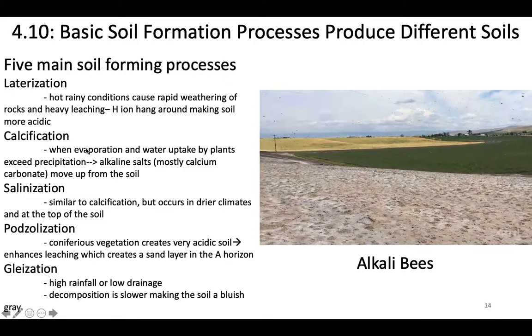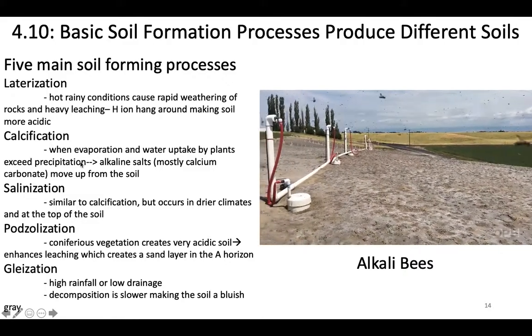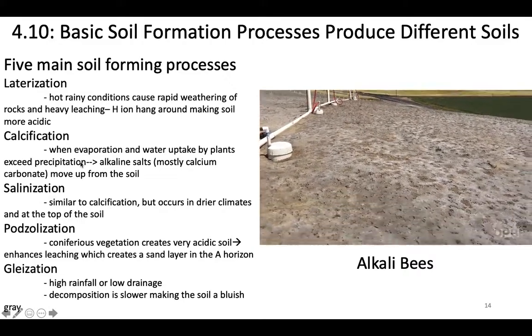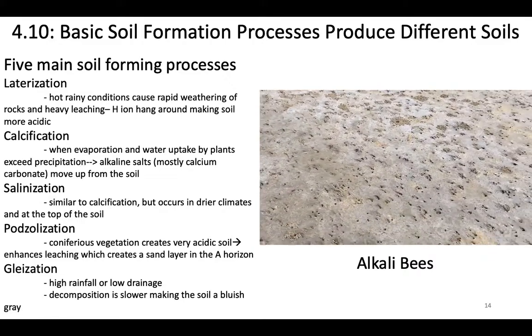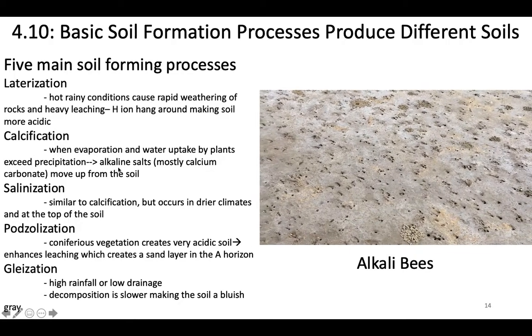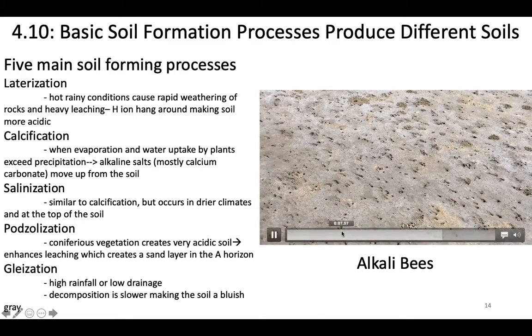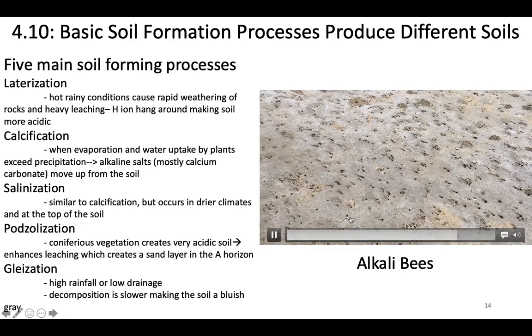You can have calcification. This is when evaporation and water uptake by plants exceeds the amount of precipitation that you're getting in the environment. And so because of that, salts start to precipitate out of the soil, mostly calcium carbonate, and that makes the soil more alkaline. So I have a picture here of one of these alkaline soil environments.